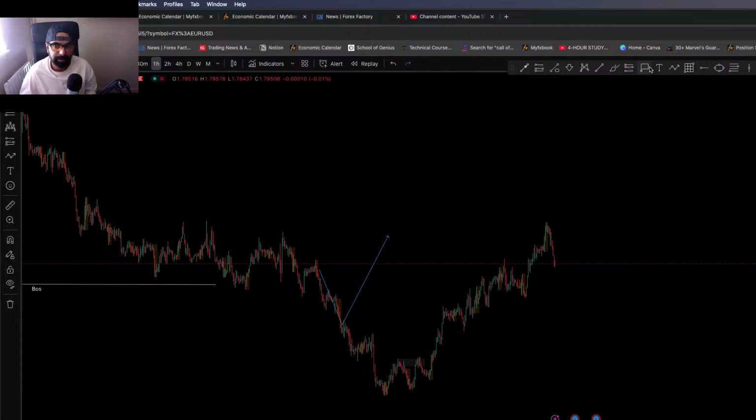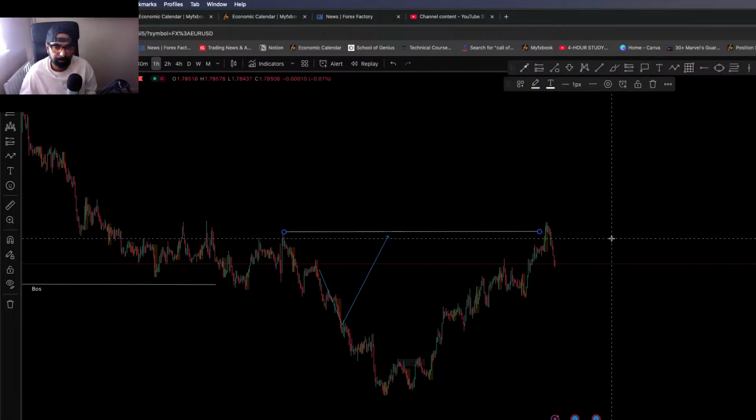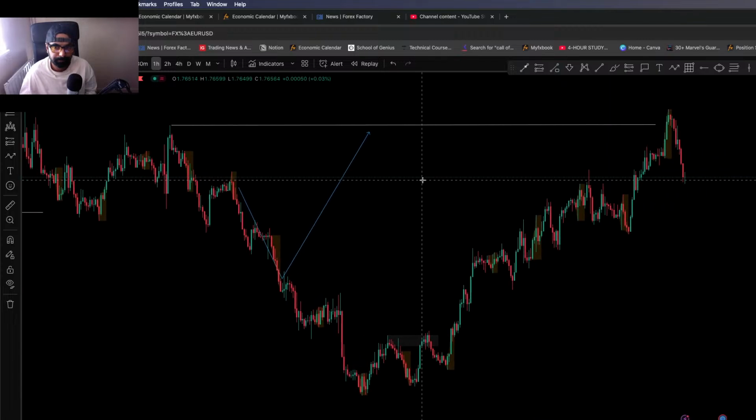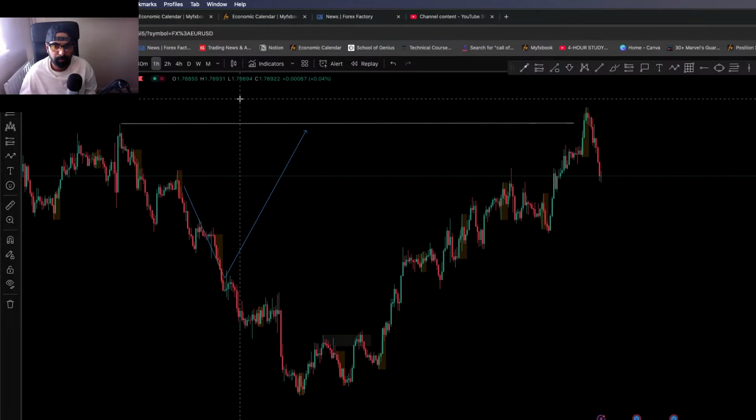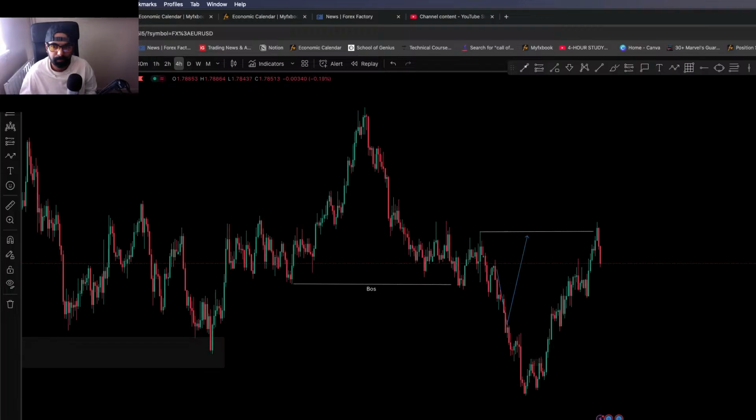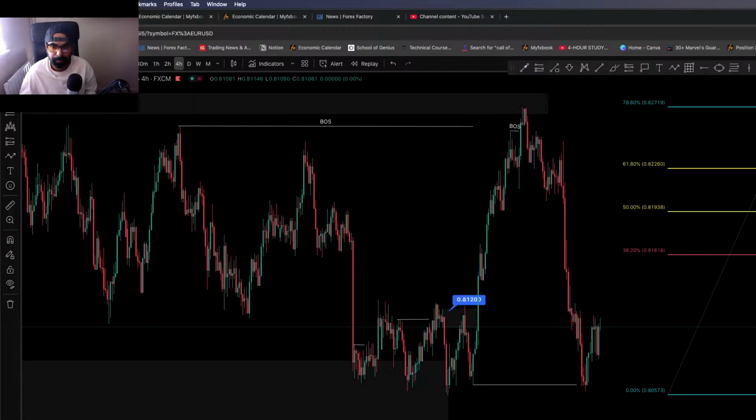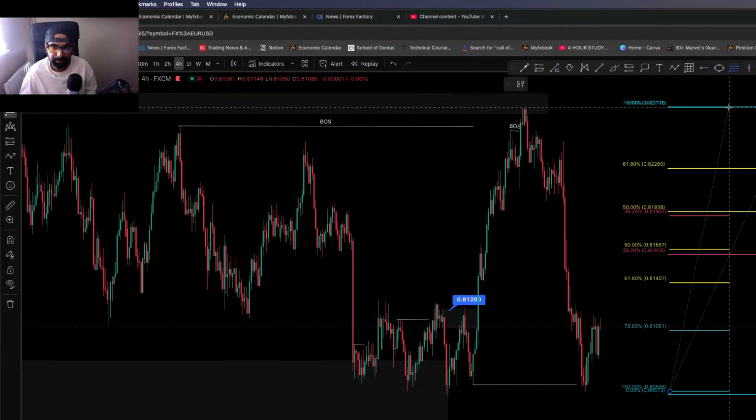Well, I had a nice liquidity grab. Ooh, this is a nice zone. I do like this one. Yeah, took liquidity, but nice 78.6.